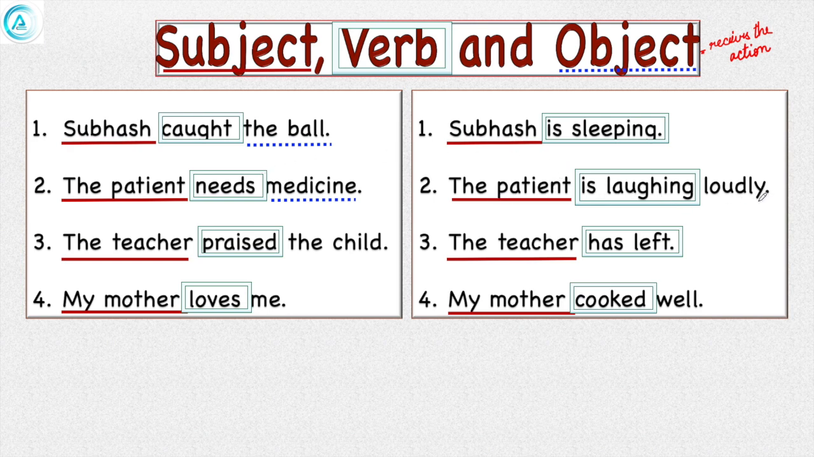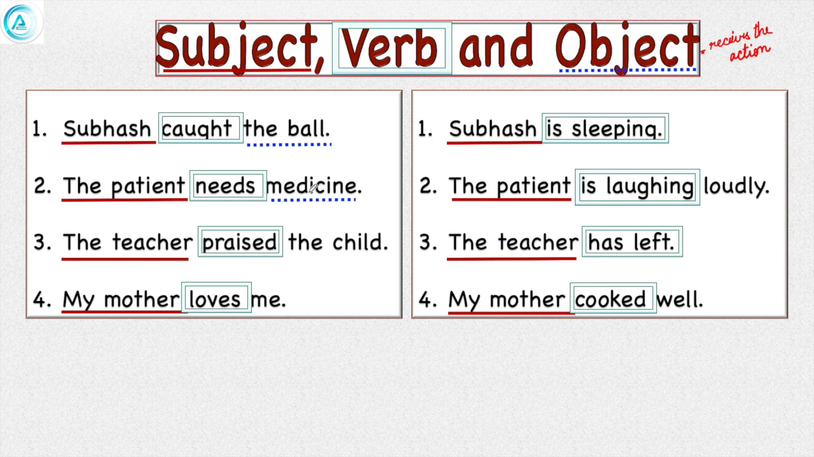No object is there. But how will we find out whether "loudly" is an object or not? So friends, an object is a person or thing which gets affected by the actions of the subject. Which word is getting affected by the patient? Medicine is the object which is getting affected.